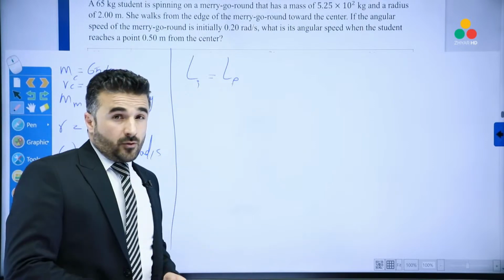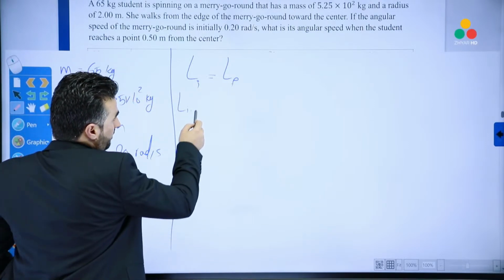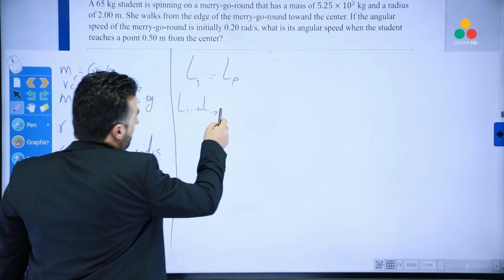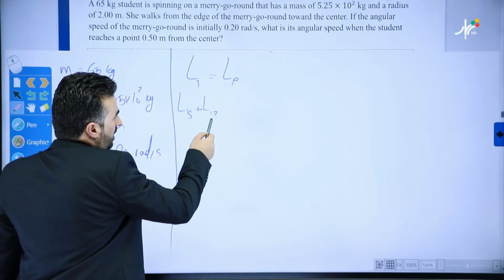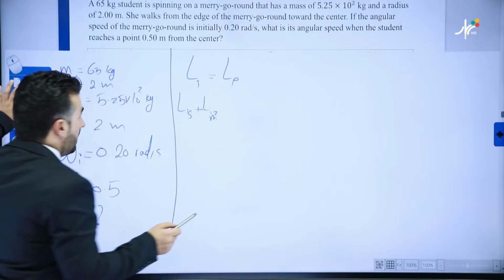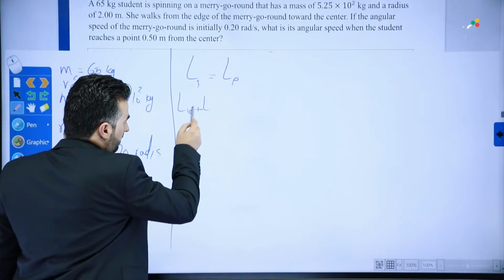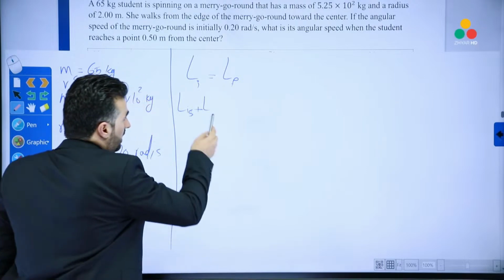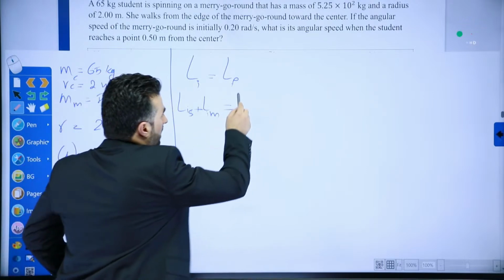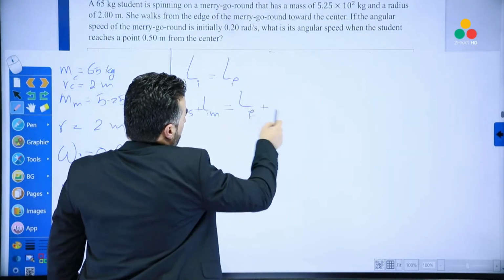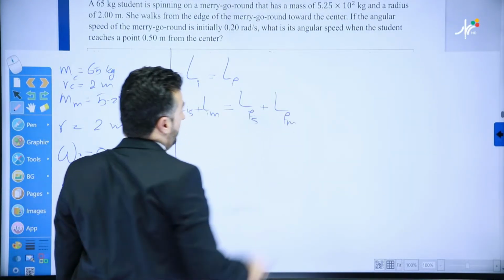But do we have one object or two? So two, don't forget. So we can say initial angular momentum for the first object plus initial for the second object. The first object in this case is the child or the student, and this would be for the merry-go-round. Let me write child and merry-go-round here. That is initial as well, equal to, once again, final plus final. One of them is for the student and the other one is for the merry-go-round.